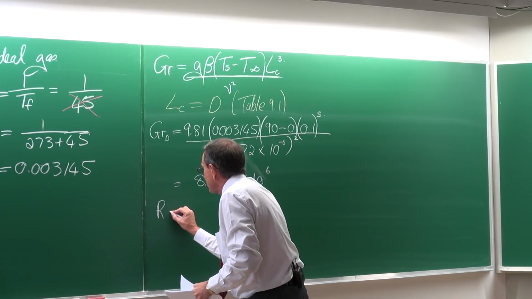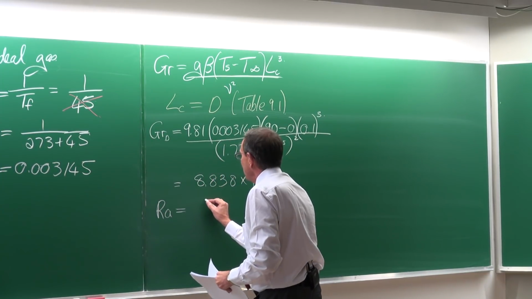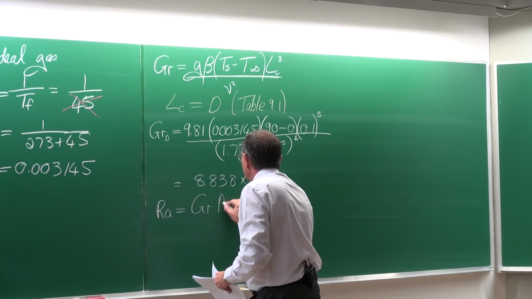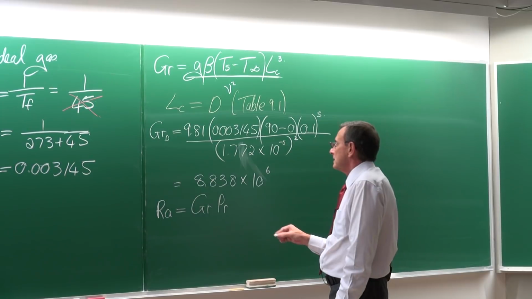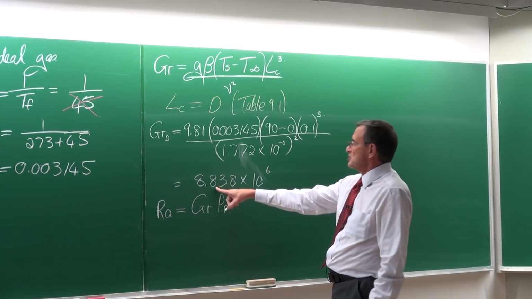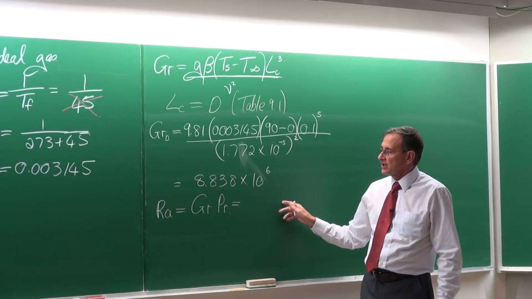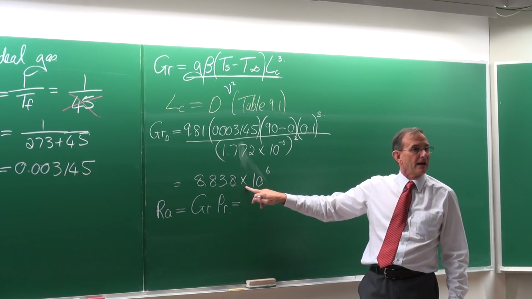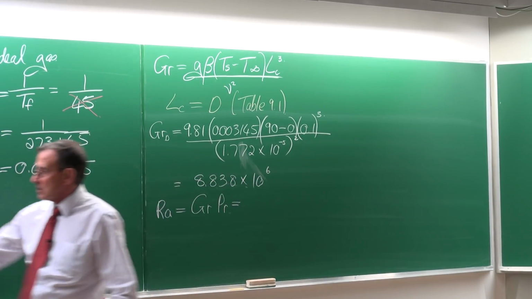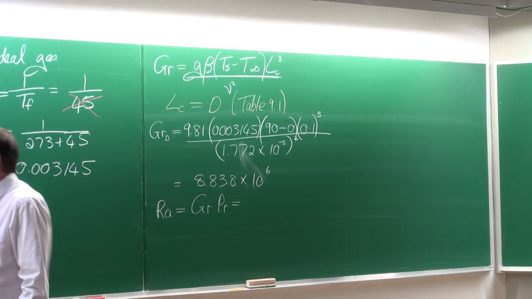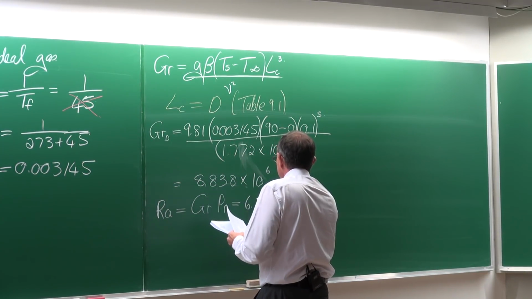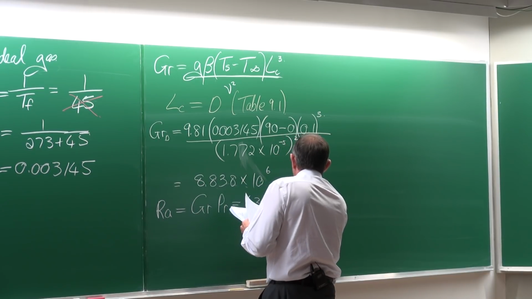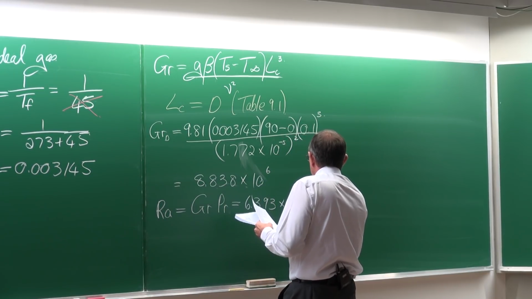The Rayleigh number is just a convenient way of putting the two together, the Grashof number and the Prandtl number. The Grashof number, I'm not going to write it down, there's the value. The Prandtl number, there's the value, 0.7233, so that works out as 6.393 multiplied by 10 to the 6.